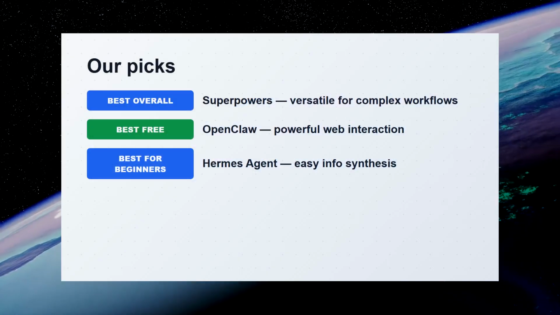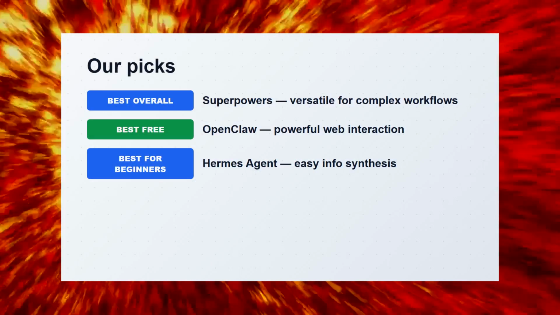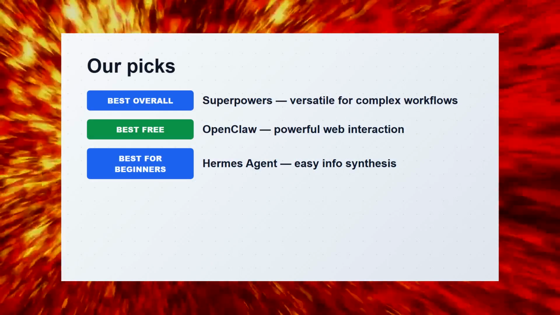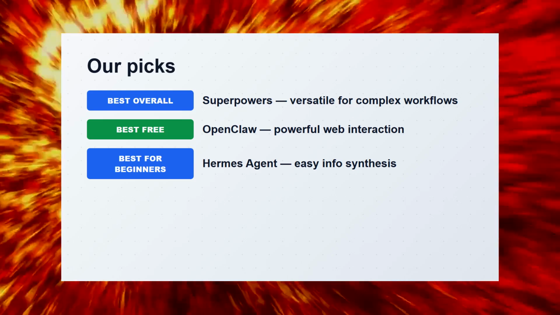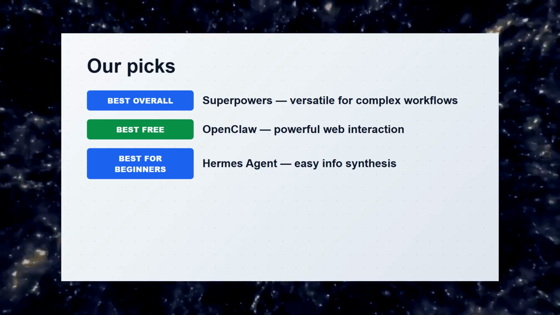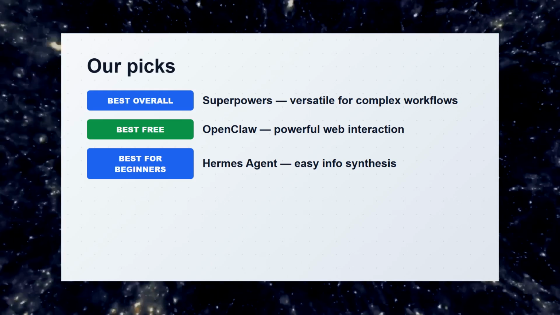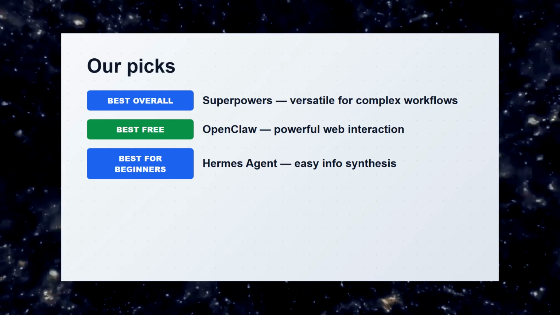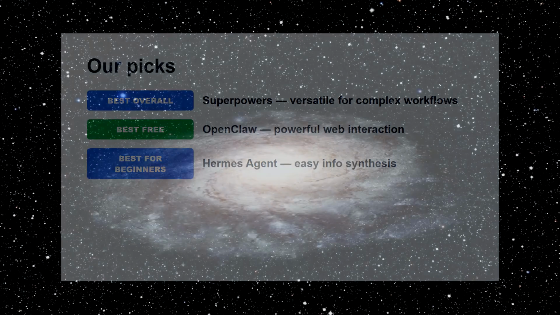By combining these 3 free AI agents, OpenClaw for data gathering, superpowers for orchestration, and Hermes Agent for synthesis, you create a powerful, automated research pipeline. This setup allows you to uncover market opportunities, analyze competitors, and generate content ideas with unprecedented speed and efficiency.